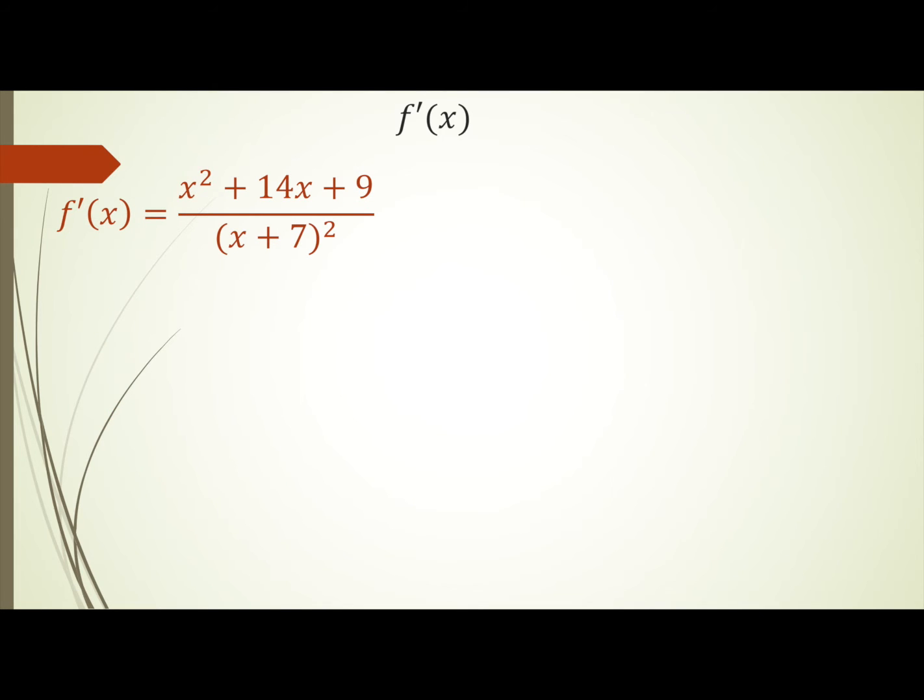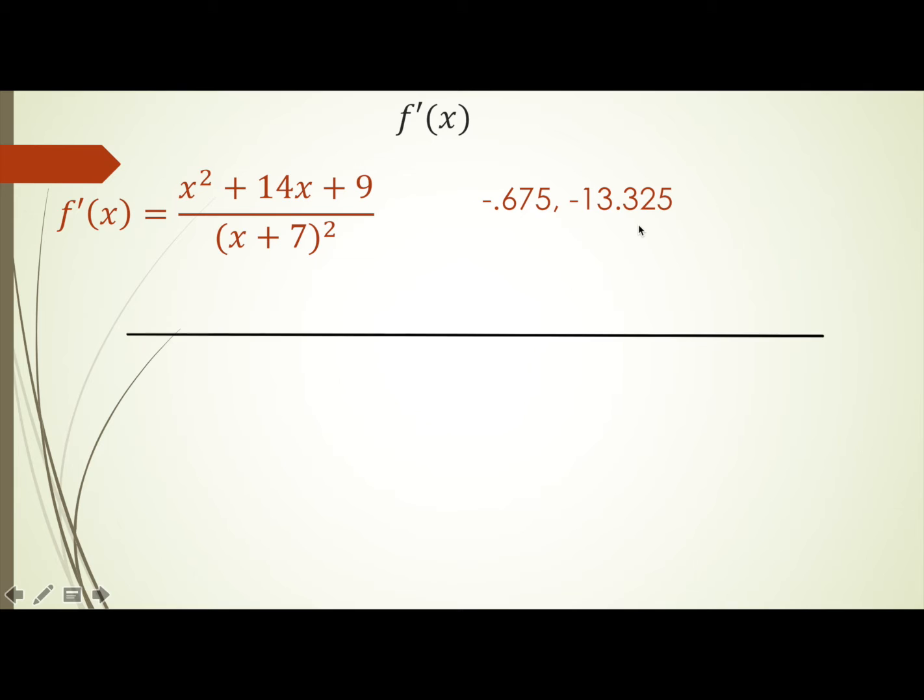Now we want to find the critical points where the top equals 0. You have to use the quadratic formula, and you can just plug those numbers into your calculator. You should get negative 0.675 and negative 13.325. Let's make a sign chart. We have to plot the critical points and where the function is undefined, which is at negative 7.